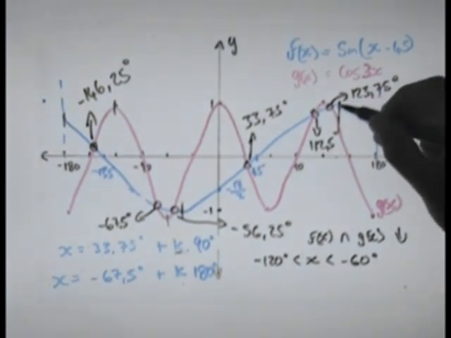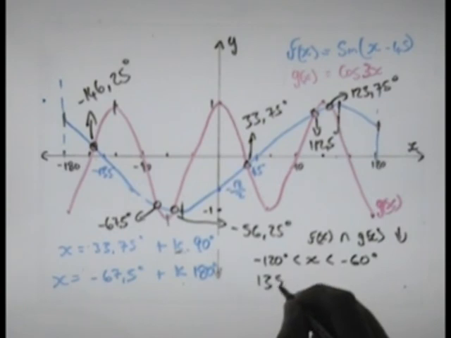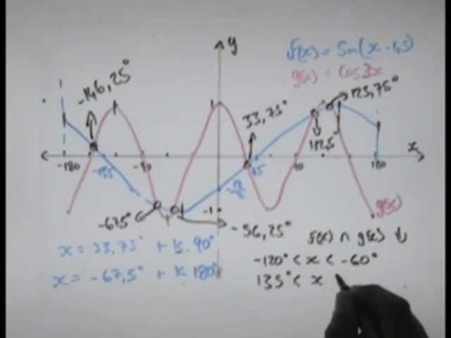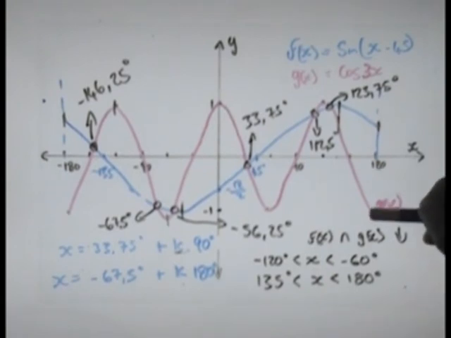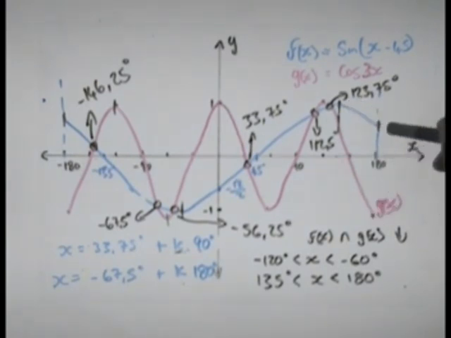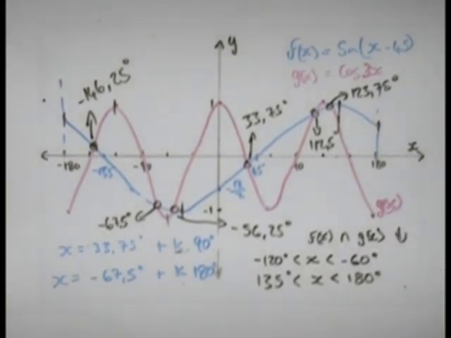That peak occurs at 135 degrees. So x is greater than 135 degrees but less than 180 degrees. The reason it's not less than or equal to 180 degrees is because that's the turning point of g of x. So at 180 degrees, f of x is still decreasing, but g of x is starting to turn. That means that for the last option, when f of x and g of x are both decreasing, there's only 2 possible solutions. And that brings us to the end of this fairly tricky tutorial.